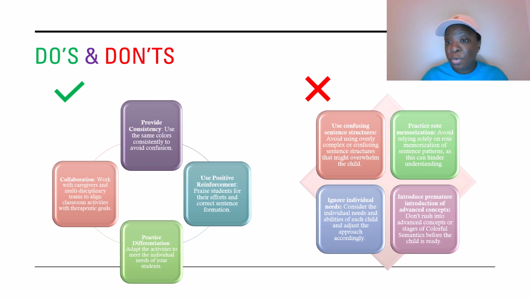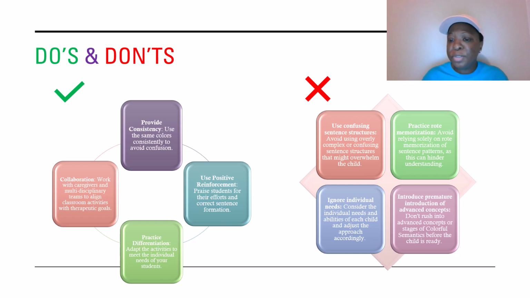Again, don't practice rote memorization. Avoid relying solely on rote memorization of sentence patterns. This can hinder understanding. Don't ignore individual needs. Don't ignore what that particular child needs. It's not one size fits all. It does have a standard structure, but again, modify the cards, the nouns, the verbs, in order to fill out what that particular child needs. Just focus on what their abilities are. Start somewhere and then we can work on the rest later.